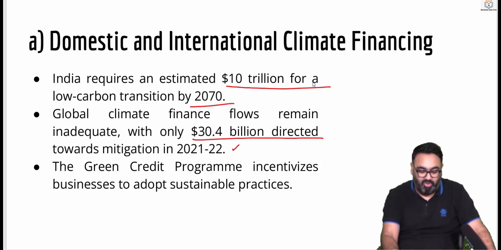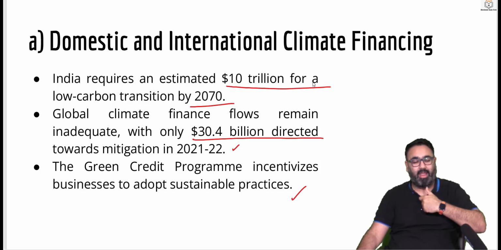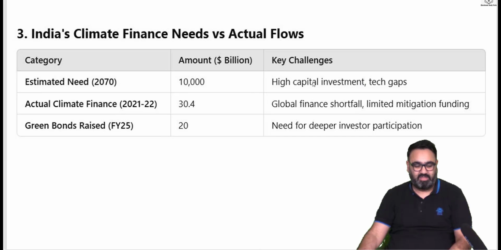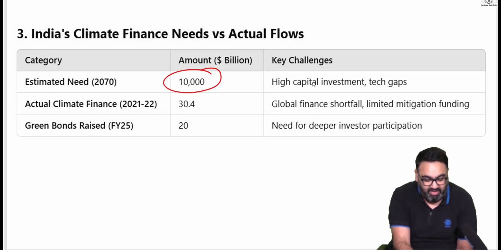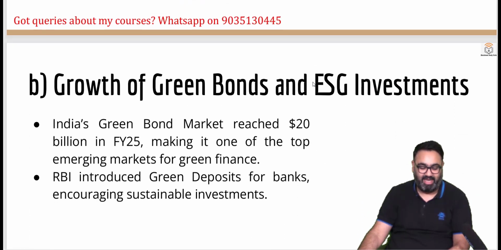We also have the green credit program, which incentivizes businesses to adopt sustainable practices. But again, the amount of money that is required is embarrassingly low as compared to where we need it to be. This is the actual figure as per the economic survey. Estimated need by 2070 is $10 trillion. Where we are right now, 2020-21 was about $30.4 billion. In this year, we are estimating that by the time the financial year ends, we would have raised $20 billion through green bonds. So again, a very low figure. We need to do much better in terms of financing for climate change activities.